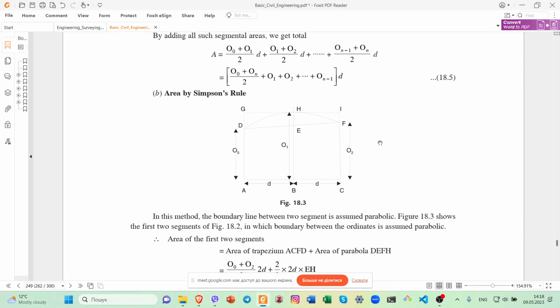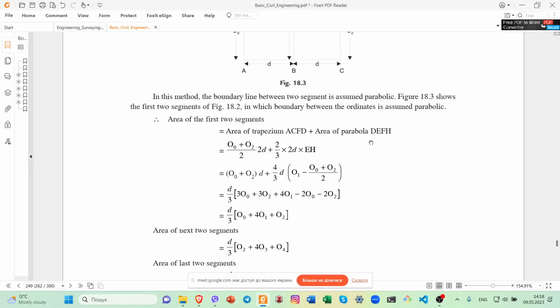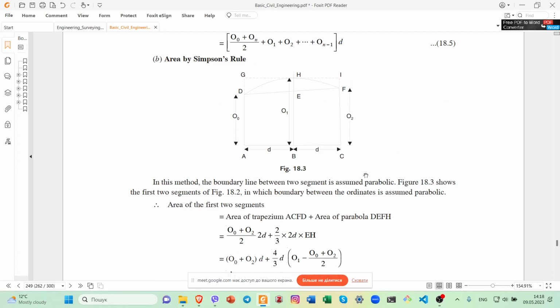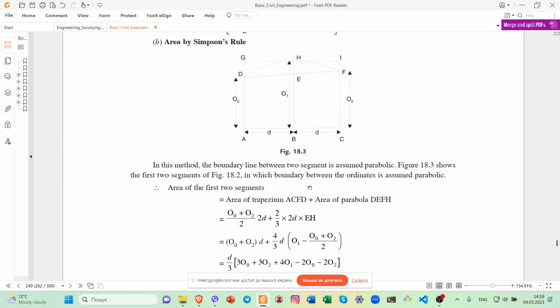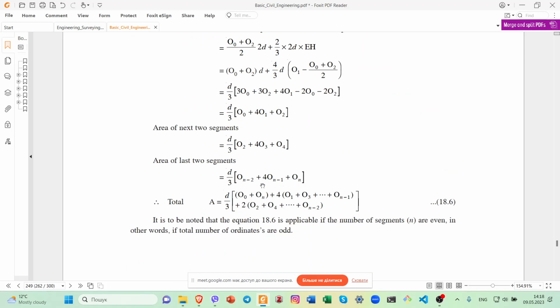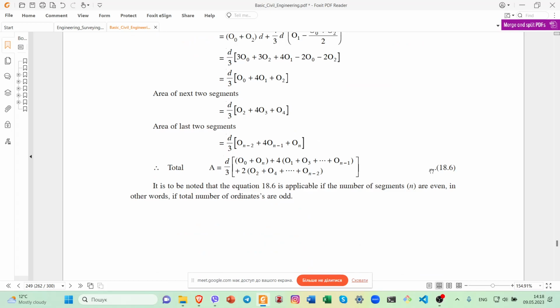And the next one, Simpson's rule. In this method, the boundary line between two segments is assumed parabolic. Figure 18.3 shows the first two segments, in which the boundary between the ordinates is assumed parabolic. Area of the first two segments, you can see how we can calculate the area of the next two segments and the total.